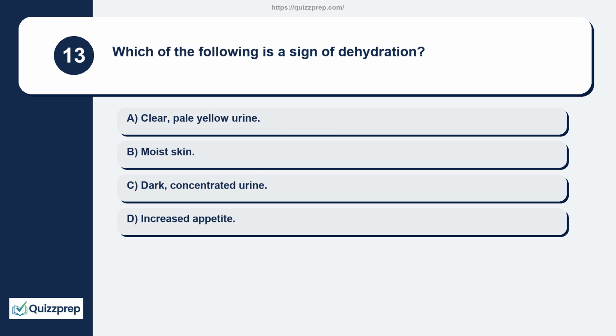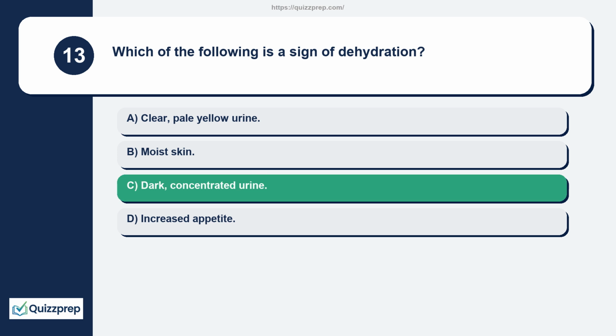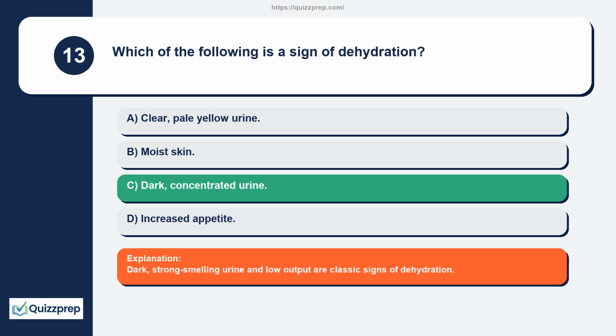Question 13. Which of the following is a sign of dehydration? Clear, pale yellow urine, moist skin, dark, concentrated urine, increased appetite. Dark, strong-smelling urine and low output are classic signs of dehydration.